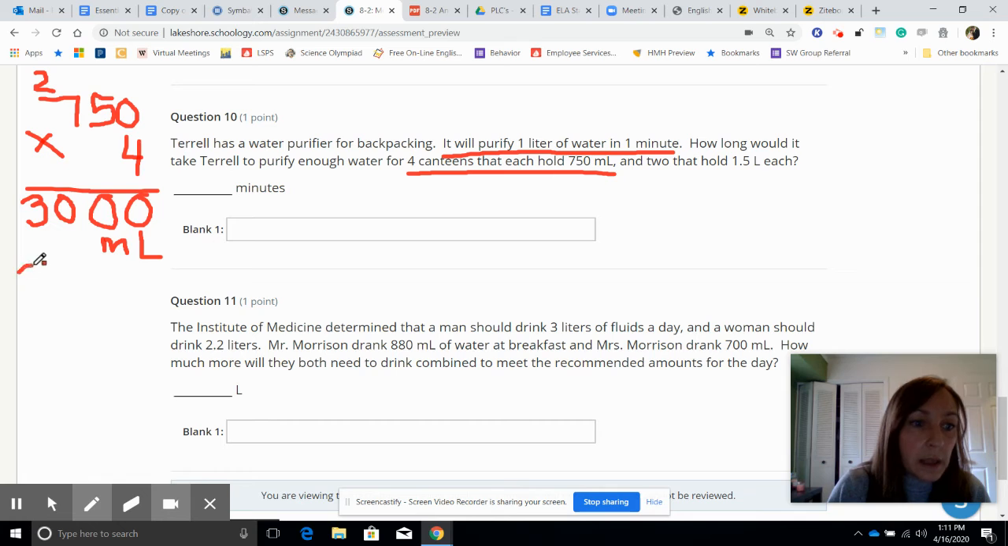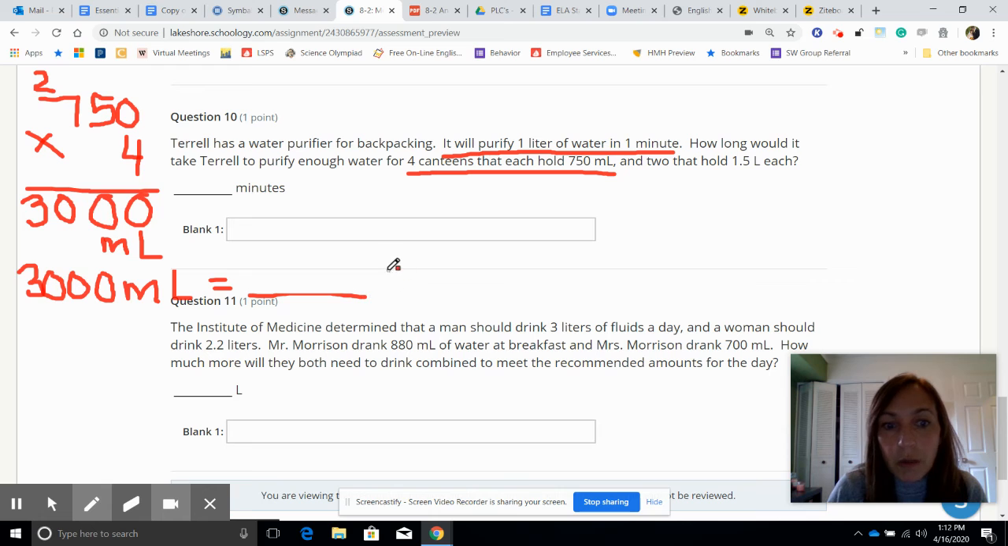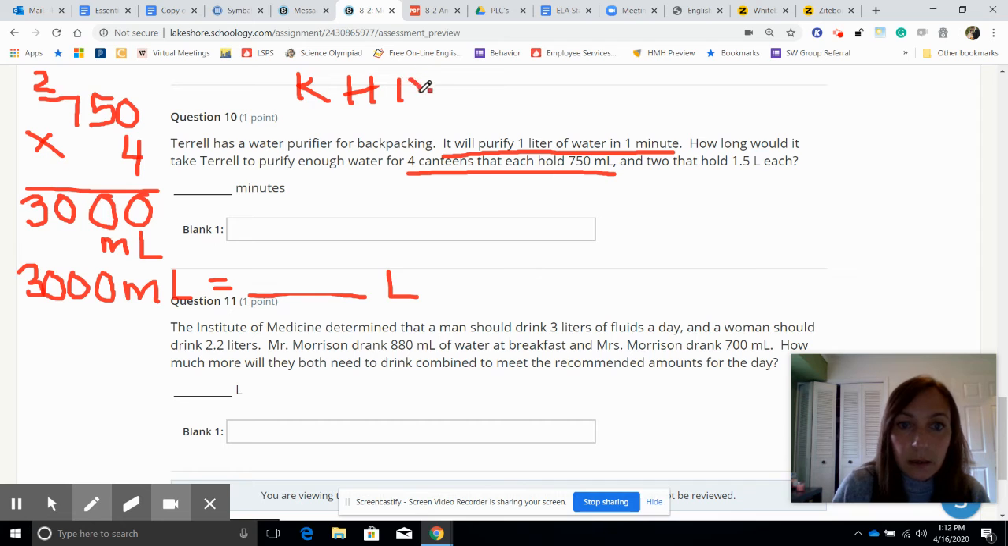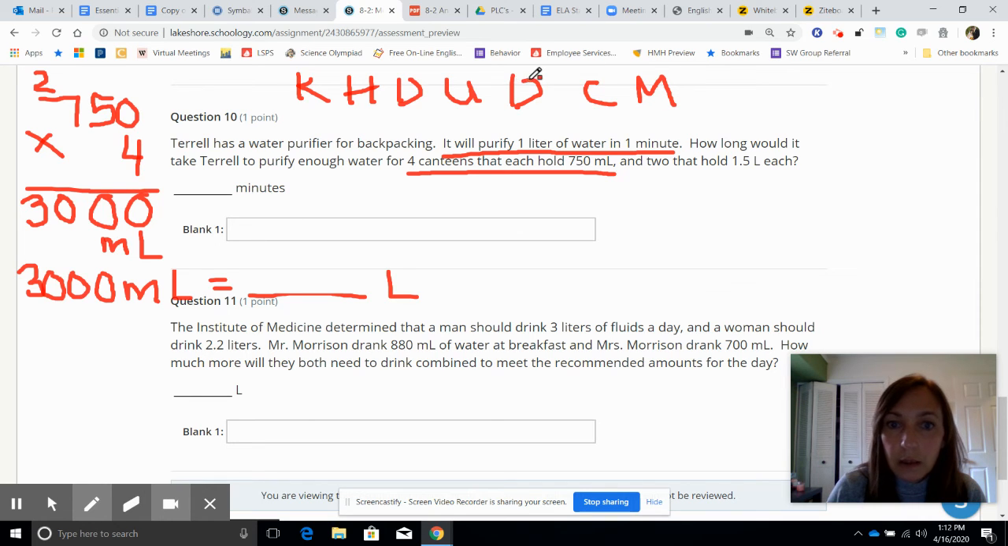So we'll go ahead and set our problem up. 3,000 milliliters is equal to, we don't know how many liters. So since we are going to use our mnemonic device, I'll write that here. King Henry died unusually drinking chocolate milk. Sorry, it is messy. It's hard to write with the mouse. So we're going from milliliters to liters. So here is my milliliters, and liters is the unit without any prefix.